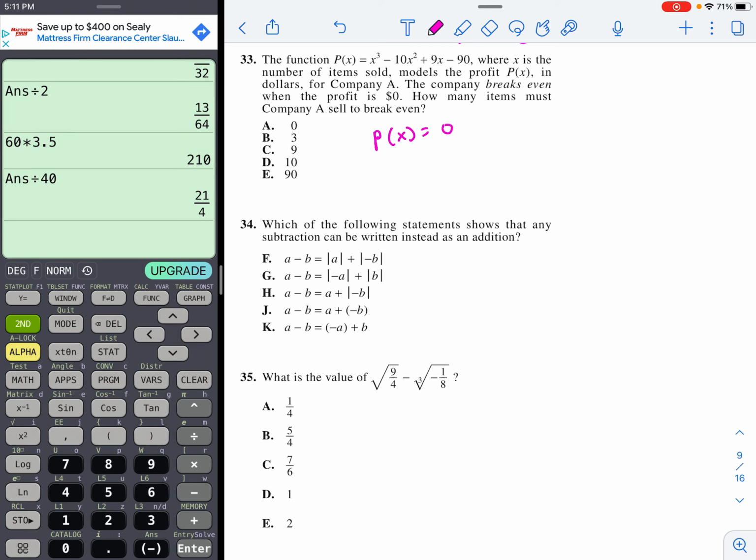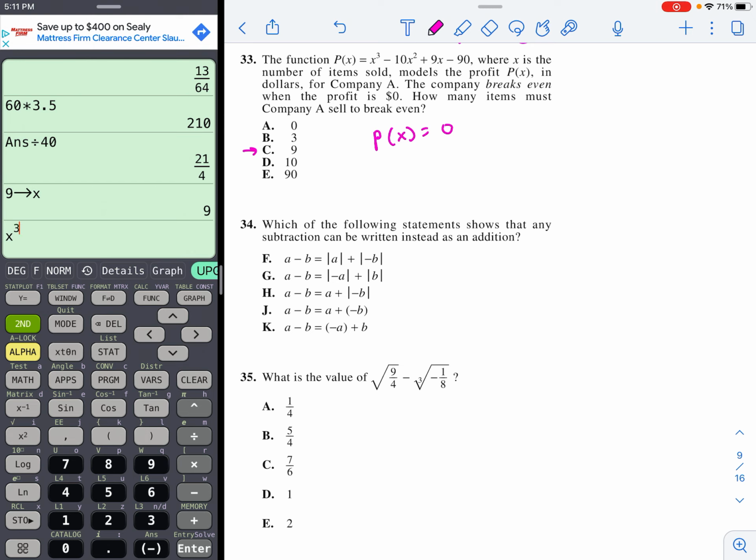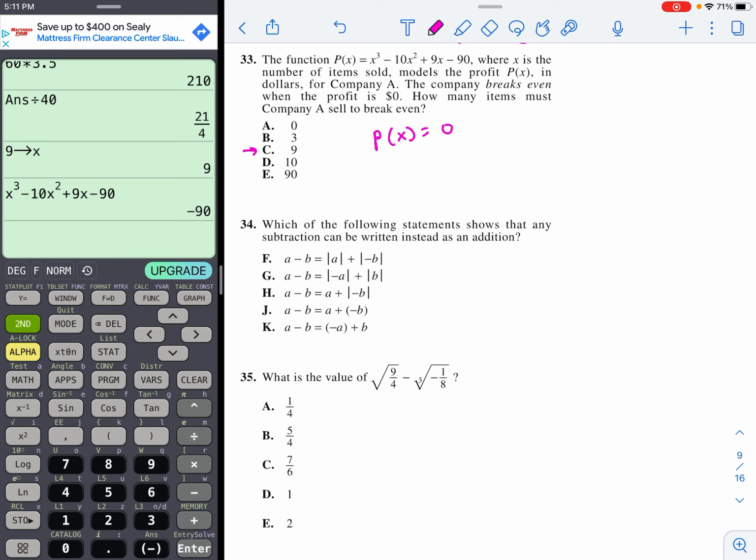one thing I did here was I just started with answer choice C. And so we're going to say 9 store as x. So a good one to remind ourselves of how this store function works, because now you can really just type in x to the third minus 10x squared plus 9x minus 90. And we work that out, we get -90.